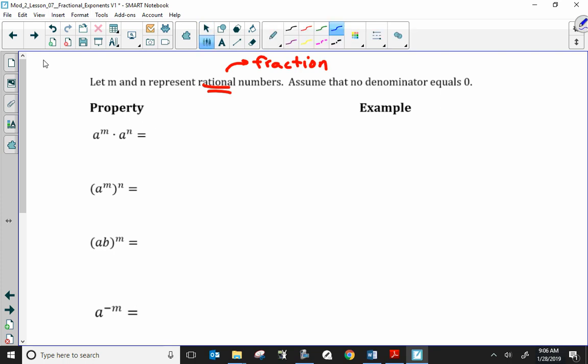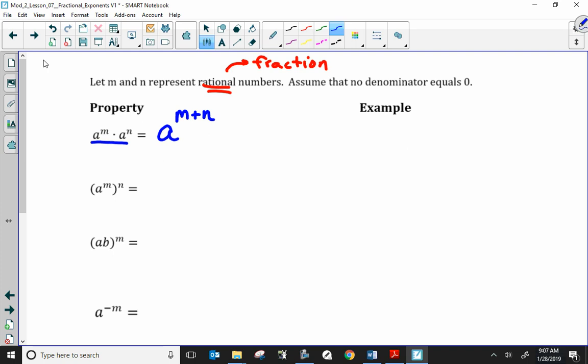A lot of these things should be reviewed. This should be a review from Algebra 1. If I am multiplying a common base a, and it has exponents, I add the exponents. So a to the m plus n would be my result.